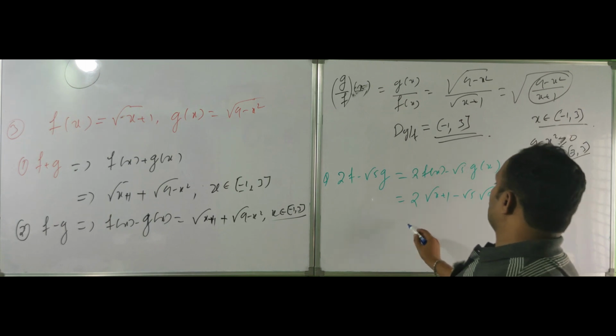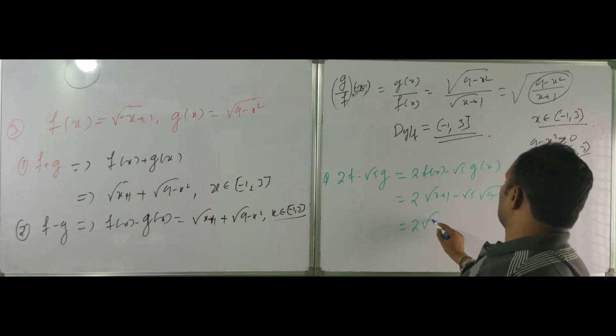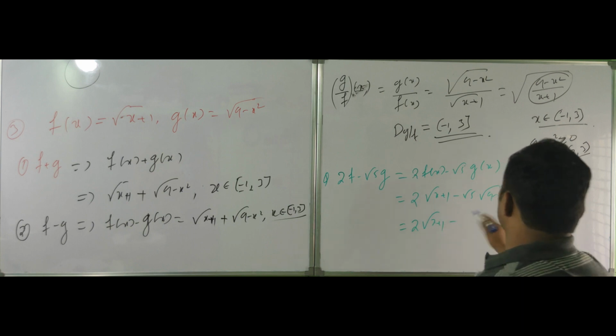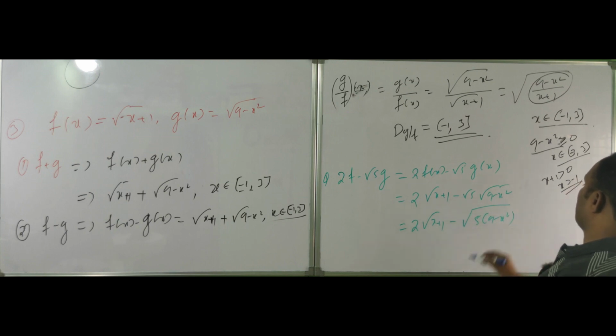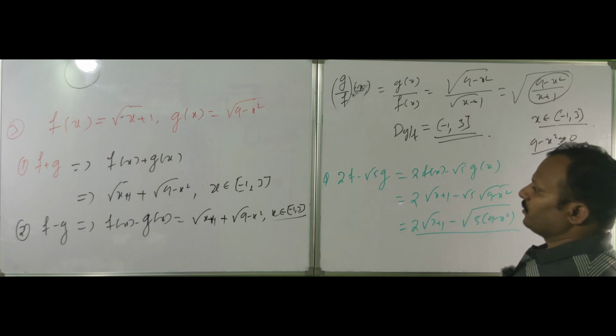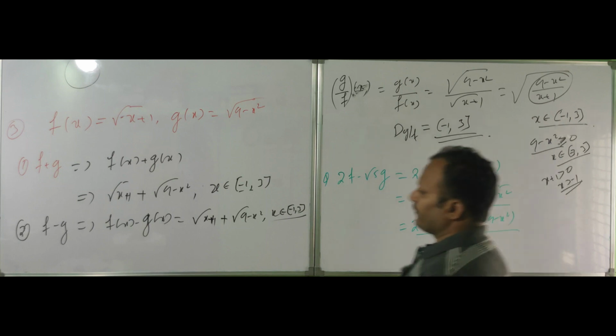This becomes 2 into root of x plus 1, minus root 5 into root of 9 minus x square. Nothing is going to change, so the domain is again x belongs to minus 1 to 3.